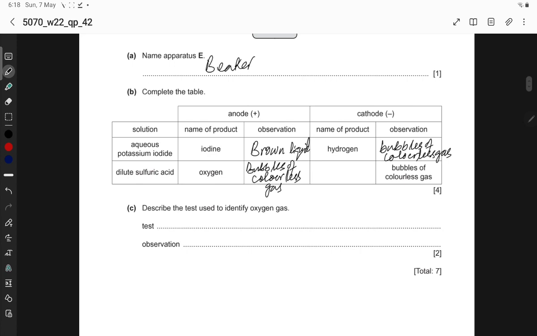And dilute sulfuric acid, H2SO4. Name of product at negative electrode: hydrogen.